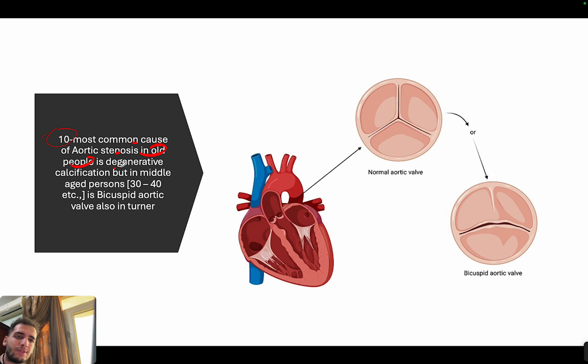old people is degenerative calcification. But in middle-aged persons, 30 or 40, it is bicuspid aortic valve. In Turner syndrome, it's also bicuspid aortic valve. And the reason for that is very simple. When we get older, usually degeneration and calcification happen. So by the time we reach 60 or 70, a good bunch of us will have aortic stenosis. Now it can be asymptomatic, it can be symptomatic, whatever, but many of us will have aortic stenosis when we get older, just because of how life goes and how degeneration comes and goes and the calcification happens with time, okay?